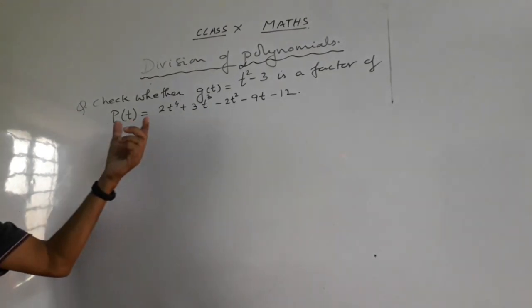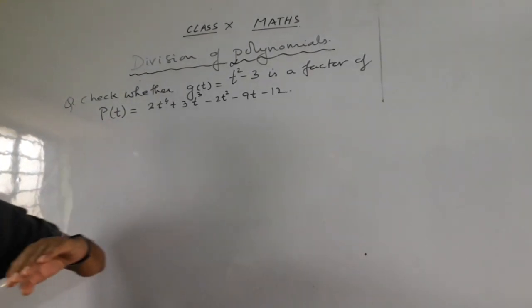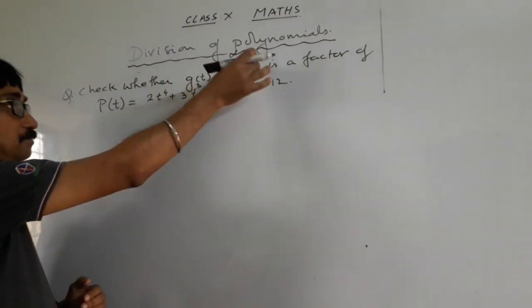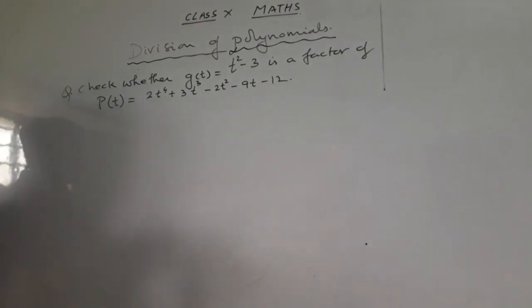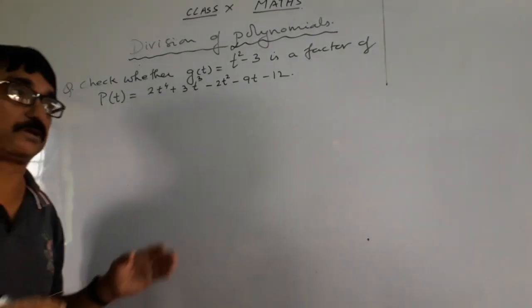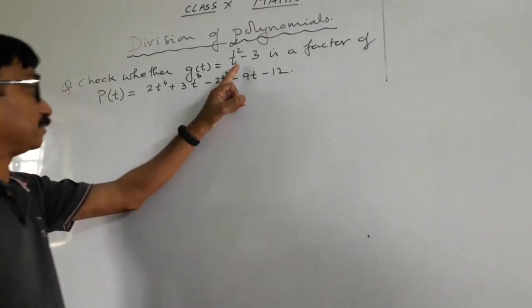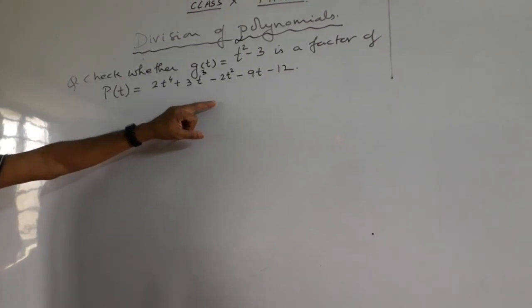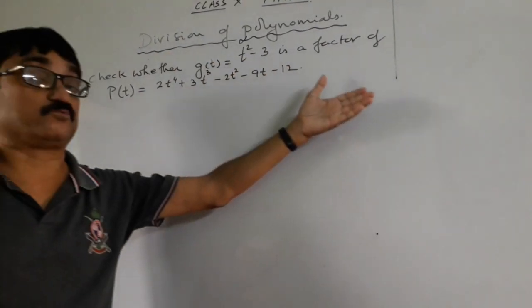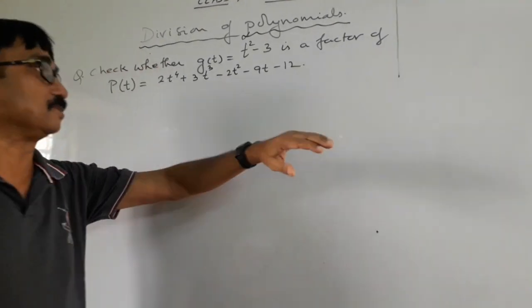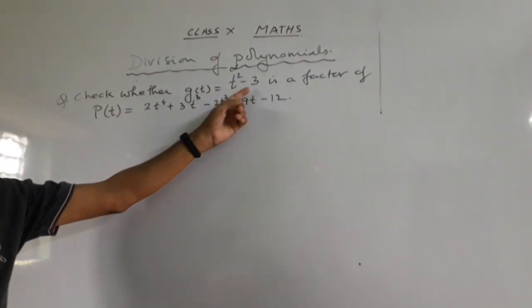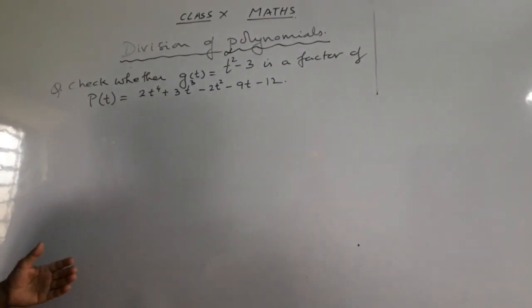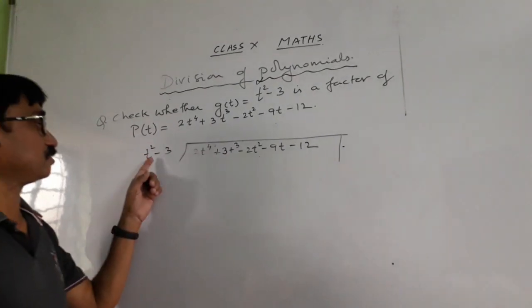As in the previous class 9th, you have studied the factor theorem: when we divide the dividend by the divisor, if the remainder comes equal to 0, then by factor theorem the divisor is a factor of the dividend, and if the remainder does not come equal to 0, then by factor theorem we can state that the divisor is not a factor of the given dividend. So let us see by dividing. Now let's start our division.